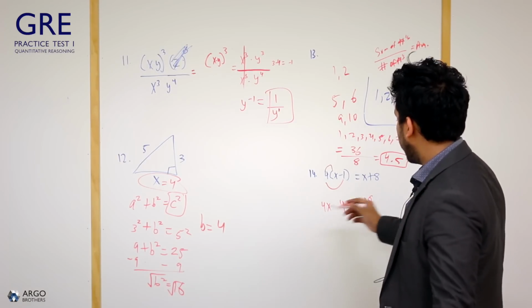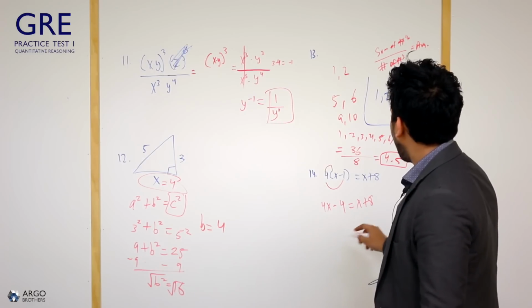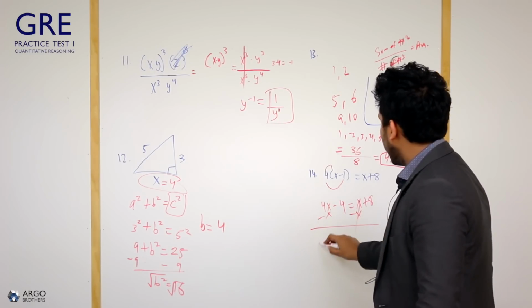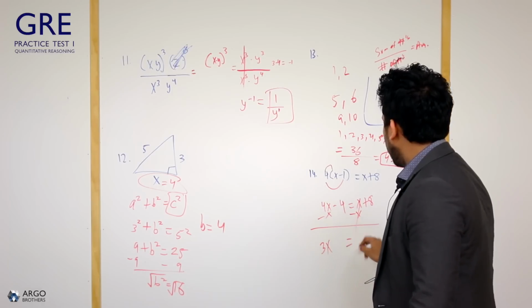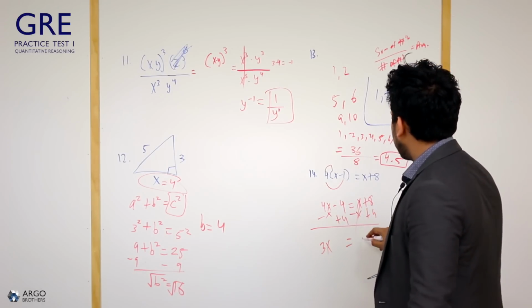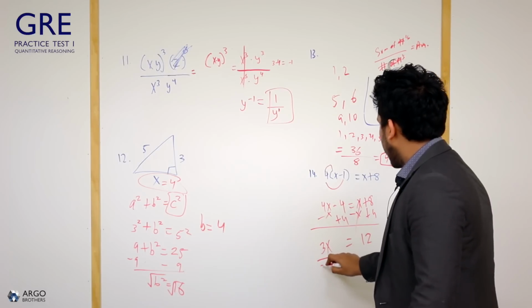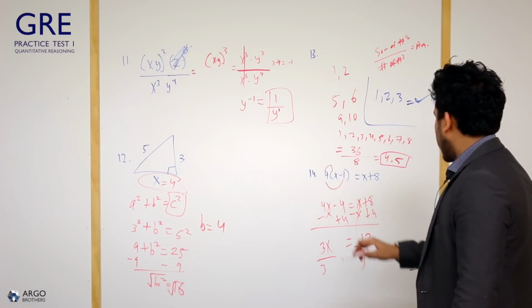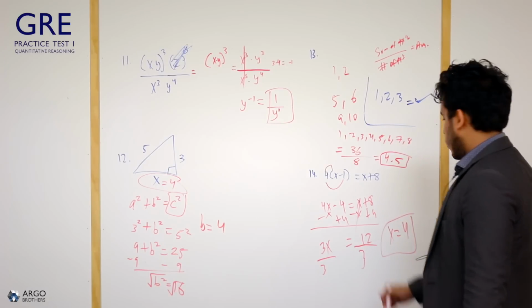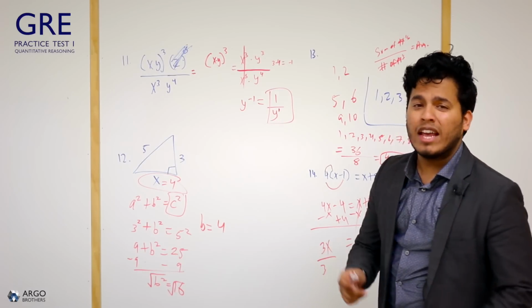I want to isolate and solve for the variable. So I will move minus x. This cancels out. I'm left with 3x is equal to, so I'll do plus 4 here and plus 4 here, and I get 12. I can go ahead and divide both sides by 3. X is equal to 4. So the answer would be A, answer choice A.